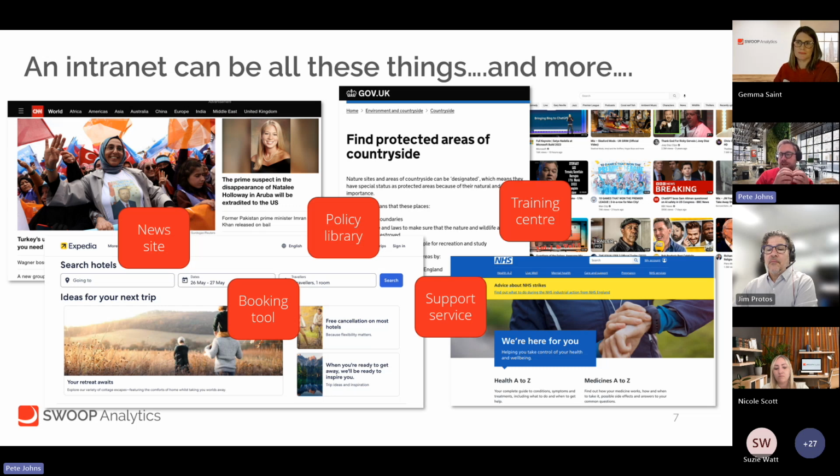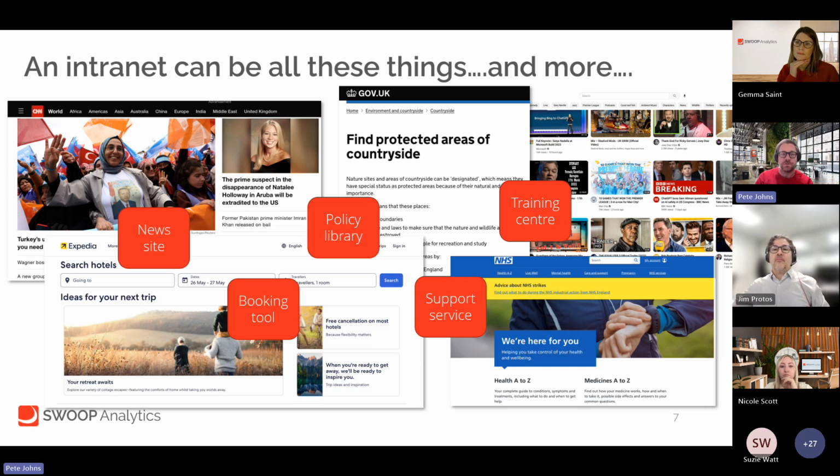Most people, when they say what should one of the core purposes of an intranet be, say it's the place for the source of truth. But it's a whole lot more than that, because in every organization there's elements of multi-purpose digital experiences that you're creating. So an intranet will often be a news site plus some form of booking tool, some kind of policy library. It's a training center that houses lots of learning experiences, and it's usually some element of being a support service as well.